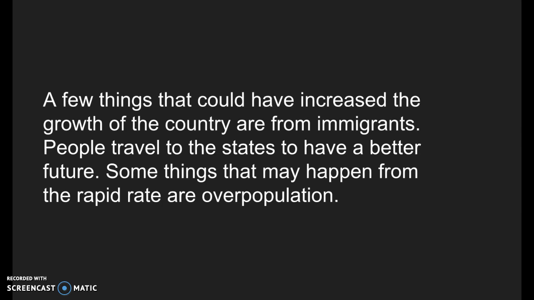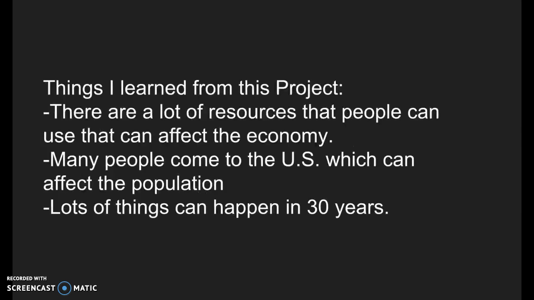So, a few things I learned from this is that immigrants can affect the growth of a population of a location, and many U.S. countries can have population growth because of people coming over.